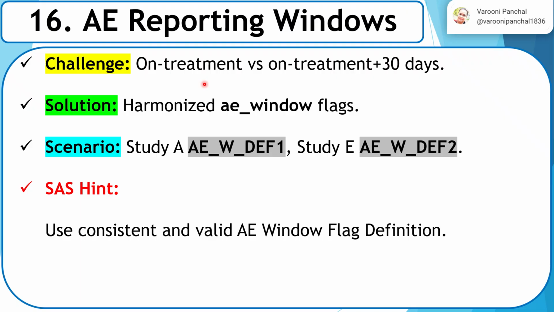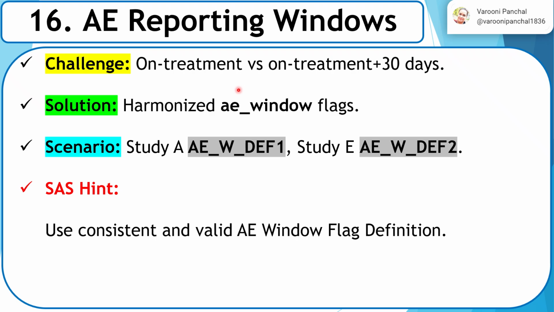Now in some studies it is considered as on treatment plus 30 days, whatever your period is. So the window period is different. The solution here is to harmonize the AE window flags. Say in study A, I have one specific definition, and in study E, I have another definition, which is on treatment plus 30 days, whereas in this specific study, I have only on treatment. That 30-day window period is not there.